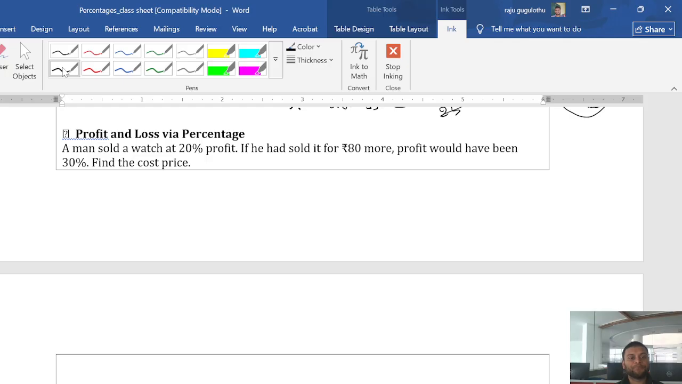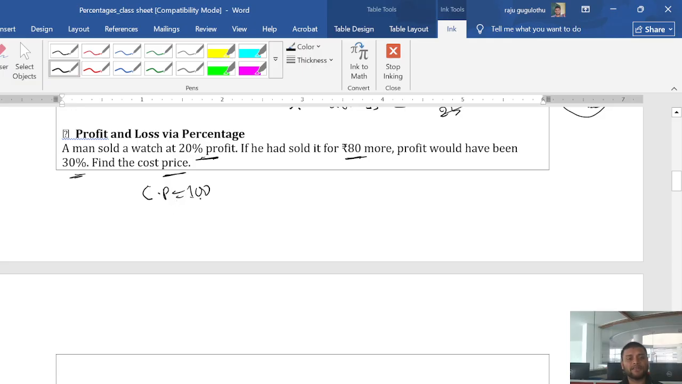Okay, application question. A man sold a watch at 20% profit. And if he had sold it for 80 more, profit would have been 30%. Find the cost price of the watch. Fine. So let us consider, guys, cost price as 100, because we will be taking the help of percentage to answer this question.